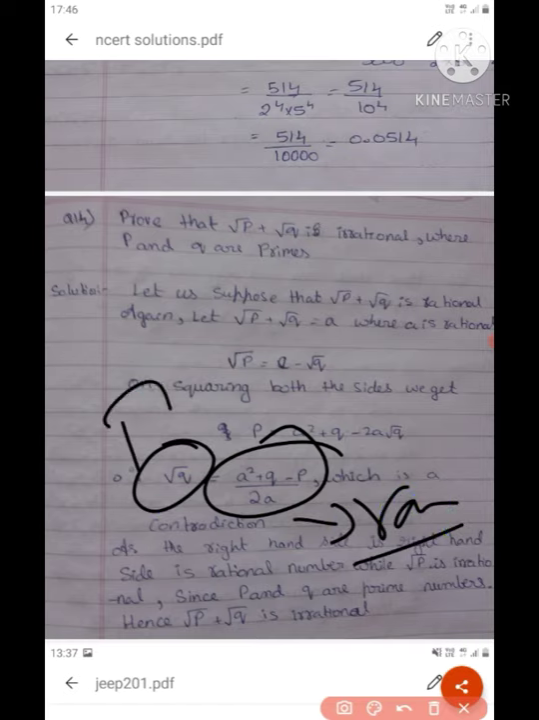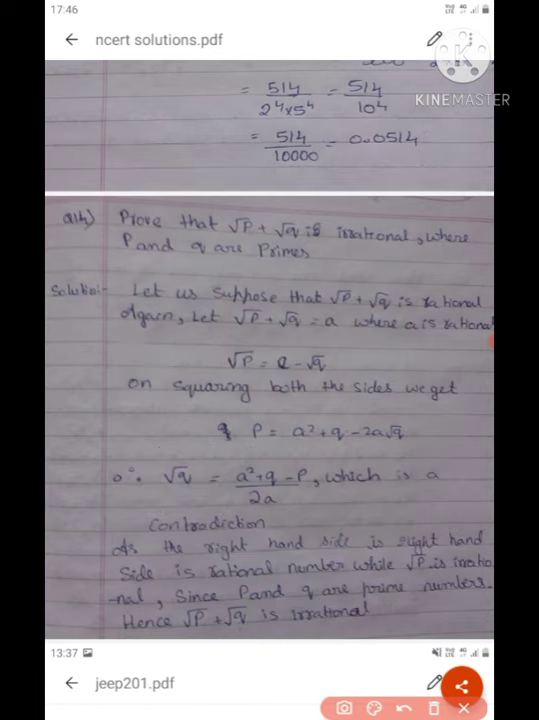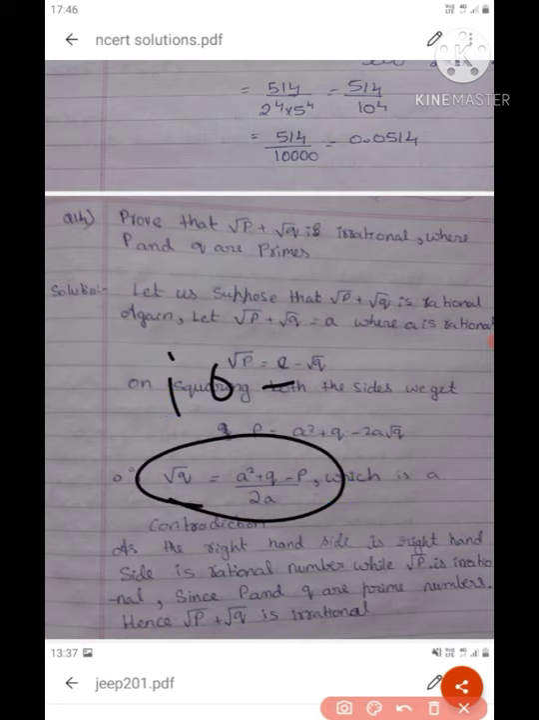Root q is an irrational number. q is a prime number and root of a prime number, right? It's an irrational number. So in this equation, it's saying a rational number is equal to an irrational number, which is wrong. So our assumption is wrong. What did we assume? Root p plus root q is a rational number. So our assumption is wrong.